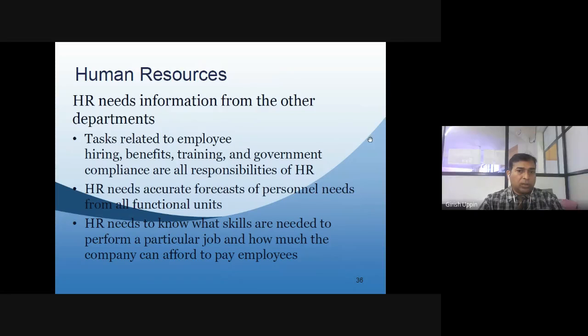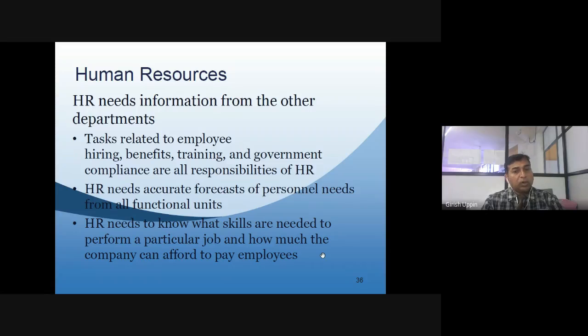Human resource information from other departments: tasks related to the employee, hiring, benefits, training, and government compliances are responsibility of the HR. So all these things, whatever is related to each functional area, whatever is the hiring, benefits, training, government compliances, all that will be the responsibility of the HR. HR needs accurate forecast of personnel needs from all the functional units. So whatever the functional areas are there, according to the forecast, what is their forecast for the personnel needs, means how many people they will need, that information should be given to the HR.